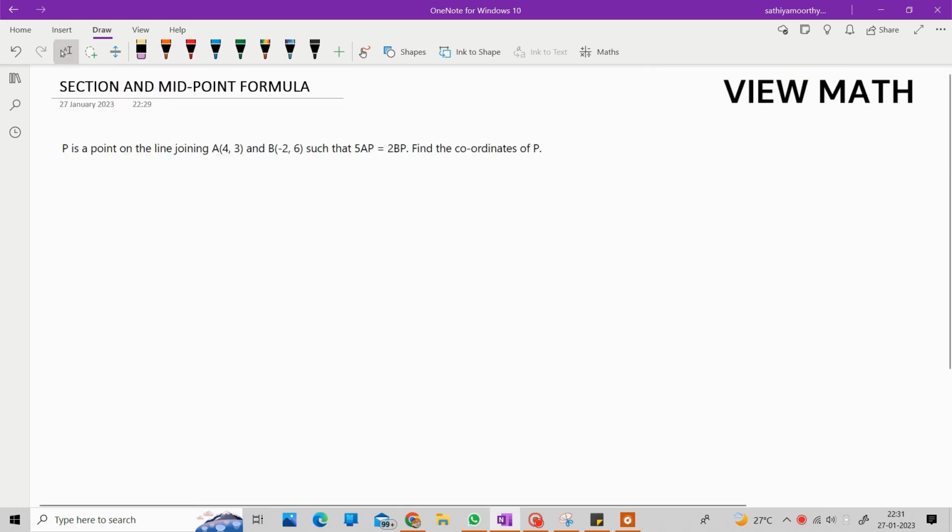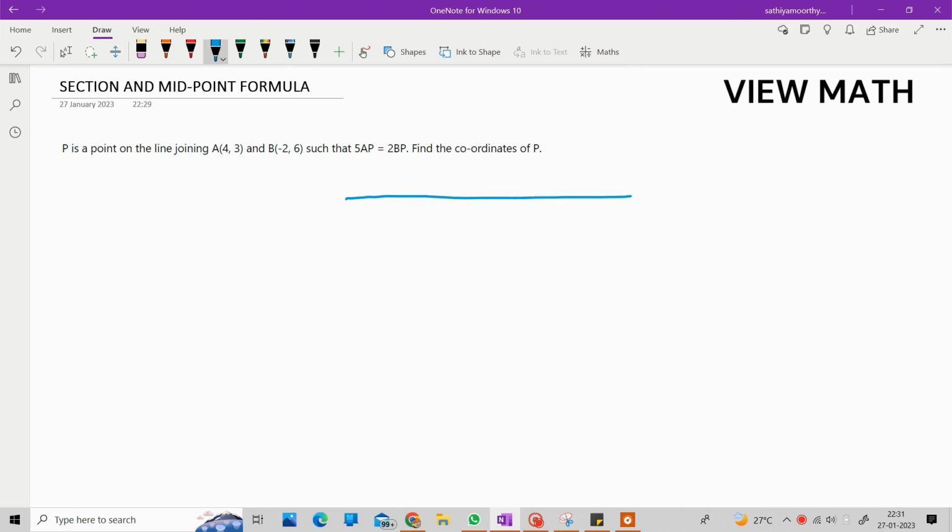Let's see the next problem. P is a point on the line joining A (4, 3) and B (minus 2, 6) such that 5AP is equal to 2BP. Find the coordinate of P. So what they have given here is a line segment. A is 4, 3 and B is minus 2, 6.